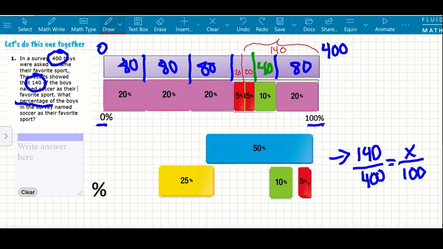Now, to correlate that with the bottom, looking at just these 3 sections, my value in this case is 20 plus 10 plus 5, and that equals 35%. Now, when I solve it mathematically, I can compare it to my modeled representation, and I can be confident in my answer.